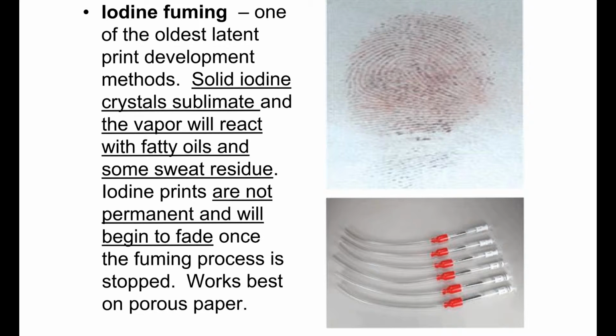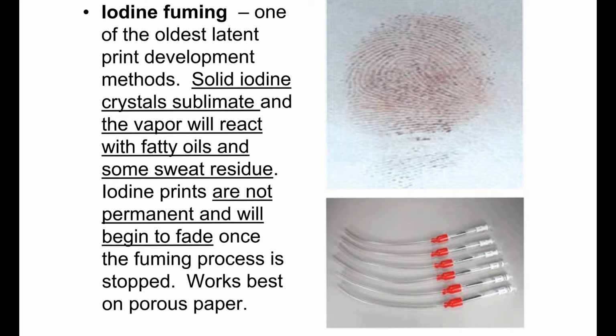Another fun chemical that we work with is iodine. This one's called iodine fuming, and this is one of the oldest methods that we have for developing latent prints. This one is difficult to control, in the sense that if you fume it for too long, the whole area changes color and you no longer can actually see specifics of your print. Iodine has the ability to sublimate, which means that it goes from a solid material straight into a gas without becoming a liquid first.